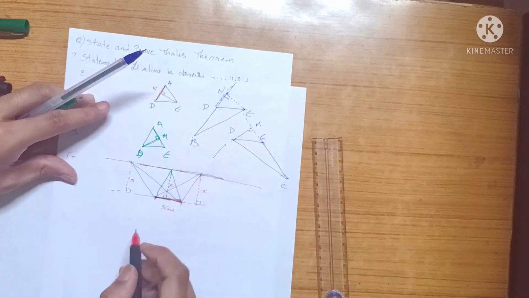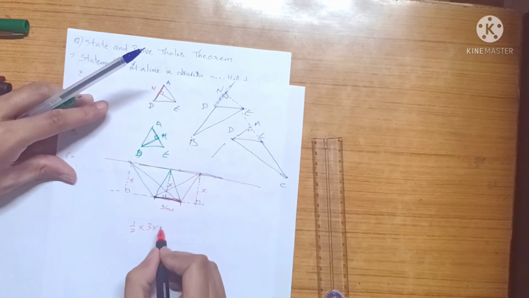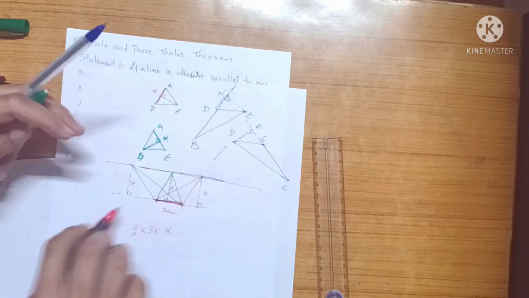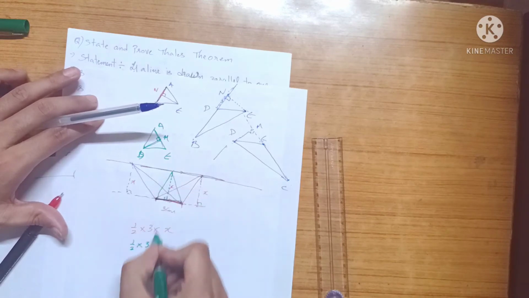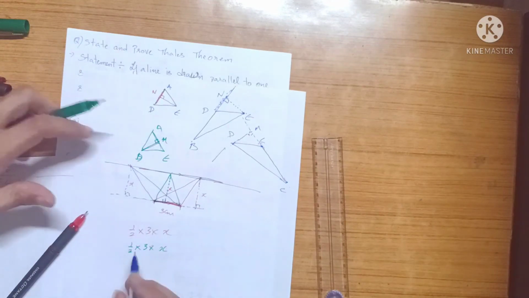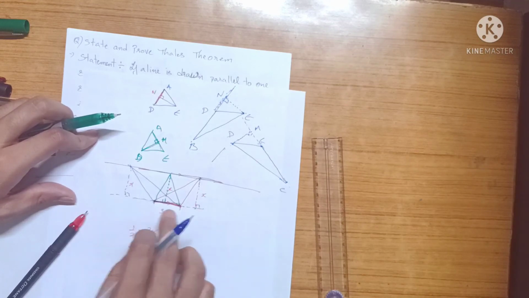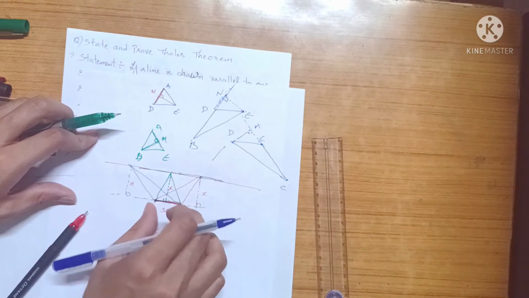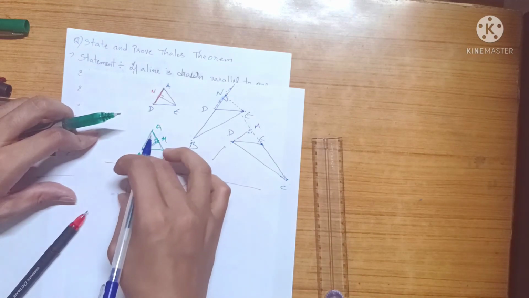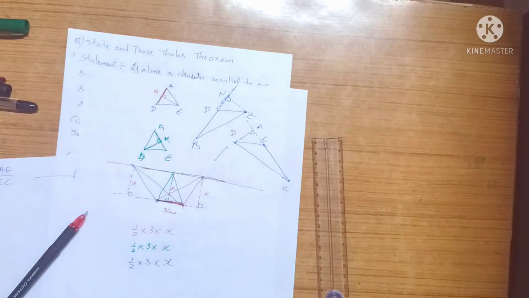So the area of red triangle is half into base. Base is 3 centimeter into height is x. The area of green triangle is half into base is 3 centimeter, height is x. Area of blue triangle also half into base will be 3 centimeter only. Whatever the height is touching is the base, but its actual measurement is here, so that only, and the height is x. Since the distance between the two parallel lines will always be same.